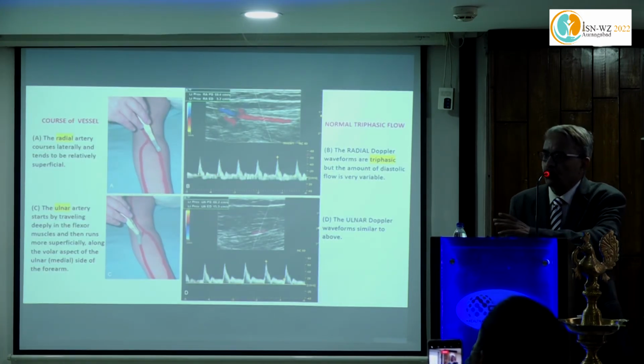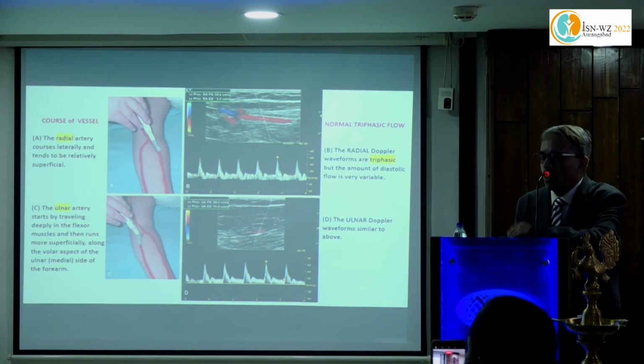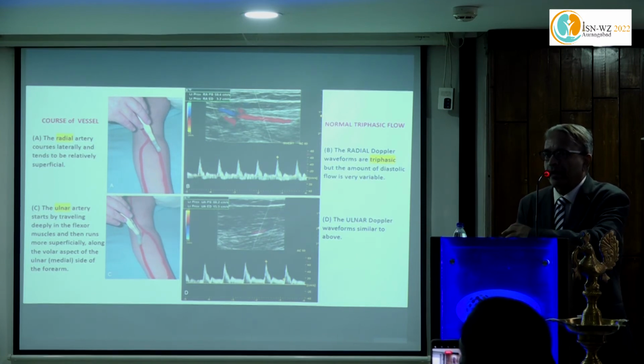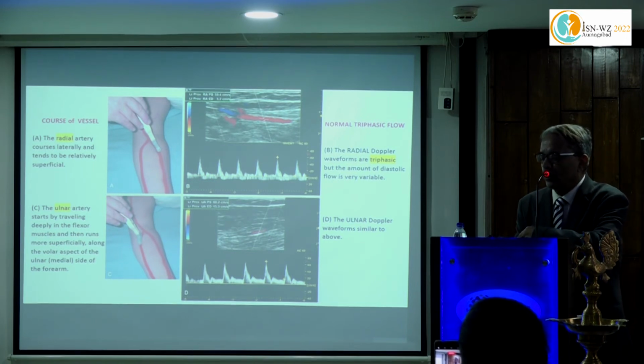So you need to talk to the sonologist for surface marking of the radial and ulnar arteries, and the brachial bifurcation, which in some cases is above the elbow. If you know beforehand that the bifurcation is higher up, you will not search on the brachial artery for a long time. And the waveforms I told you about earlier are very similar in the ulnar and radial arteries.